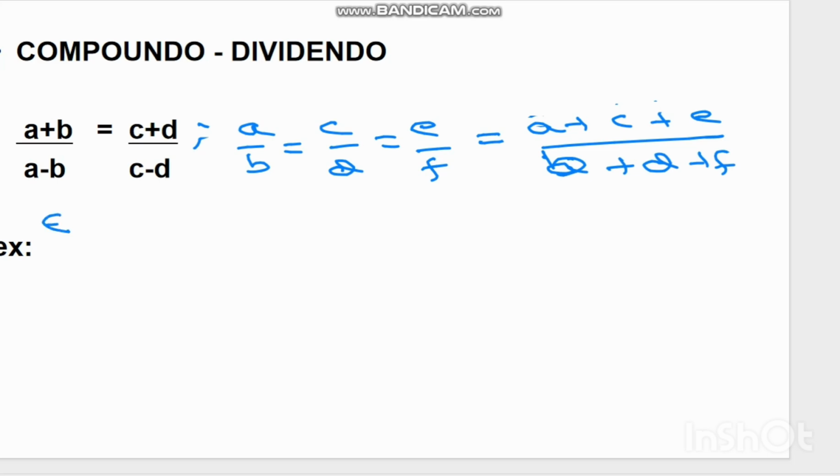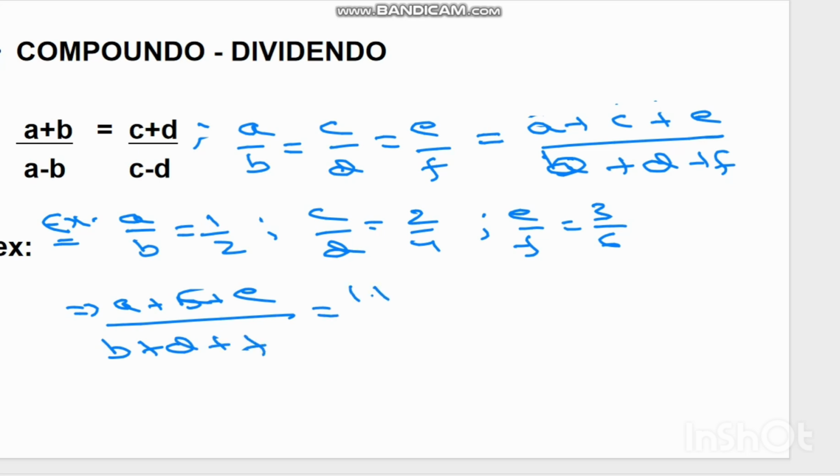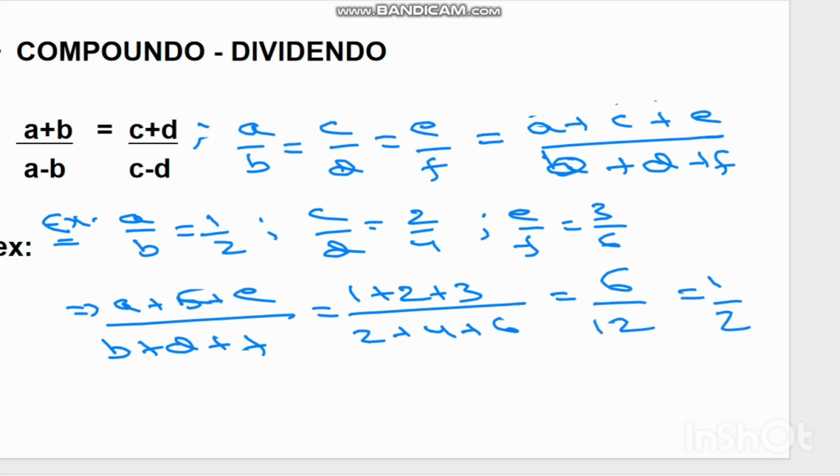Let us go with an example. If A by B equal to 1 by 2, C by D equal to 2 by 4, E by F equal to 3 by 6, then A plus C plus E by B plus D plus F equal to 1 plus 2 plus 3 by 2 plus 4 plus 6, which is 6 by 12 equal to 1 by 2.